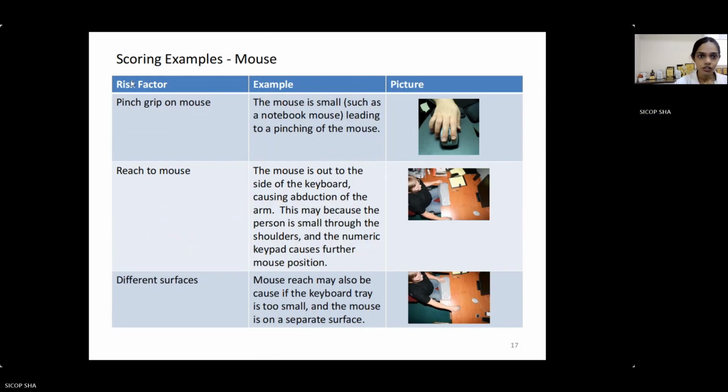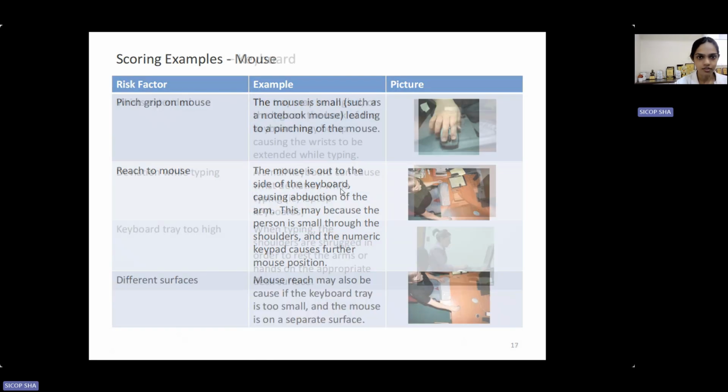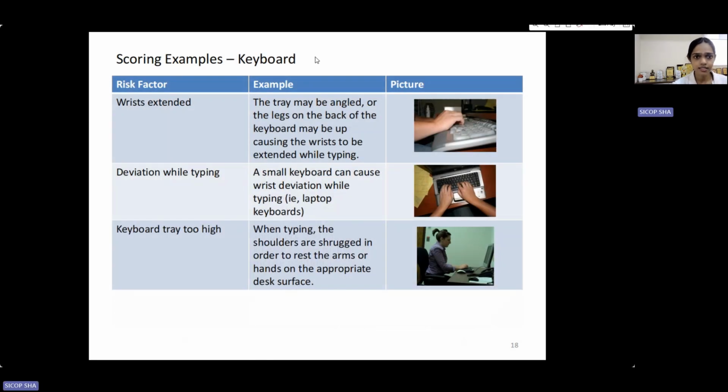Scoring example, mouse. Pinch grip on the mouse: the mouse is small, such as a notebook mouse, leading to a pinching of the mouse. Reach to mouse: the mouse is out to the side of the keyboard, causing abduction of the arm. This may be because the person is small through the shoulders, and the numeric keyboard causes further mouse displacement. Different surfaces: mouse reach may also be caused if the keyboard tray is too small and the mouse is on a separate surface.